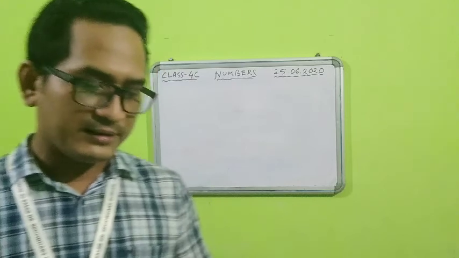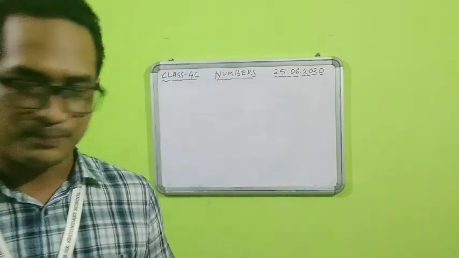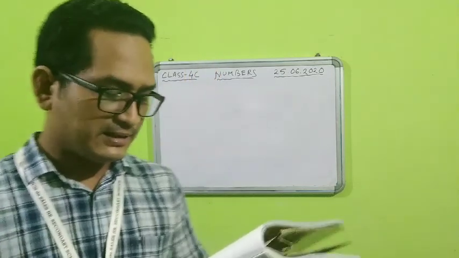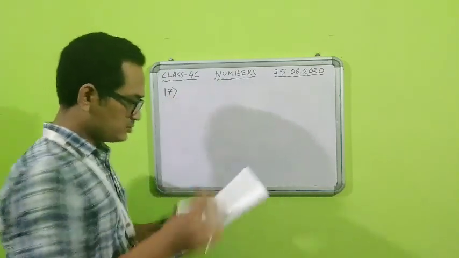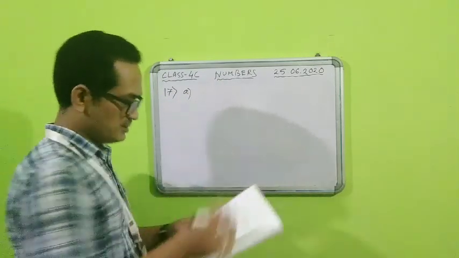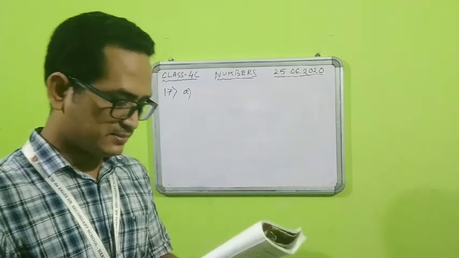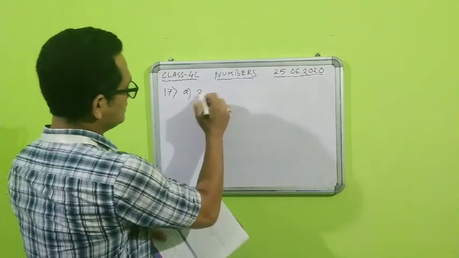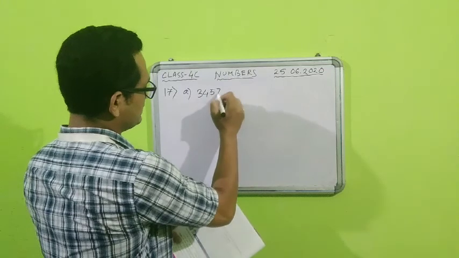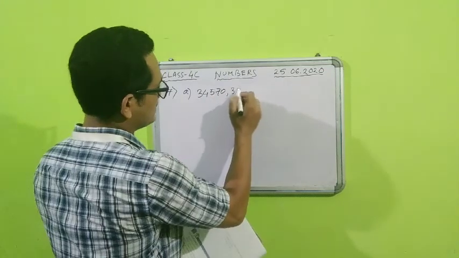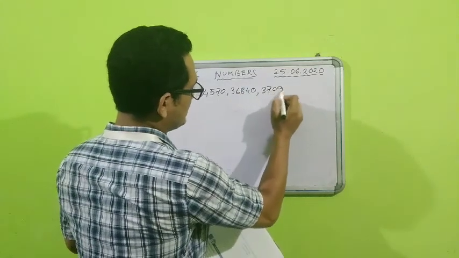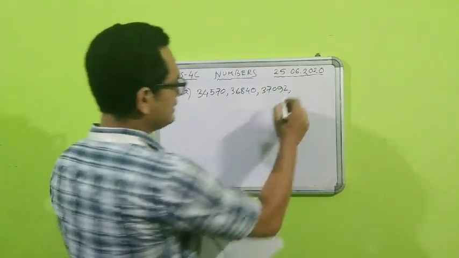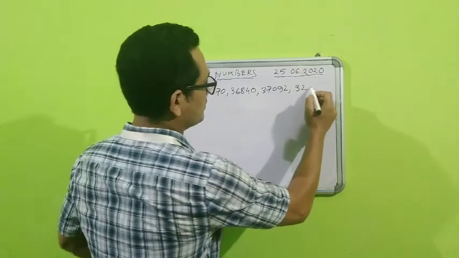Fine. Okay. After 16, let us go to the next, that is 3.2, I Apply. Short answer question. It is given: arrange the numbers in descending order. Now question number 17. Students, there are 2 sets of questions given. One I will do, the next one you will do by yourself. 17A, the numbers are 34,570, second one is 36,840, and 37,092, and finally 32,291.